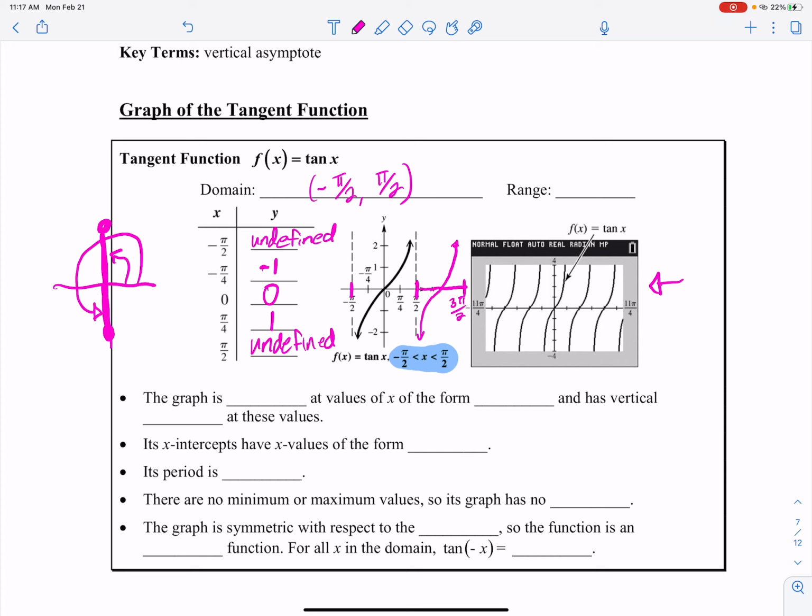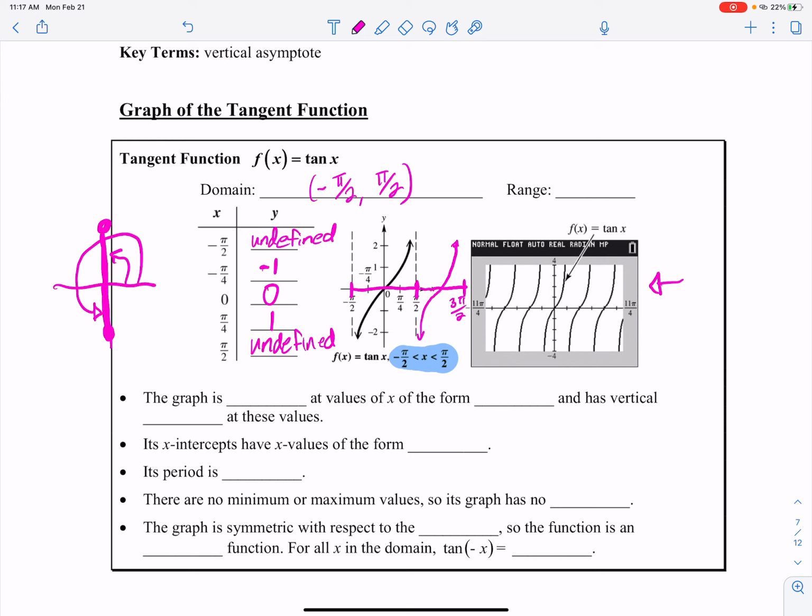Remember, the period is how long does it take for it to repeat itself? You said it earlier. Somebody over here, it's hard with the mask to see who's talking. And maybe you meant the period. Pi. Notice that it takes a whole pi to go through the whole tangent function. Then it starts repeating itself.